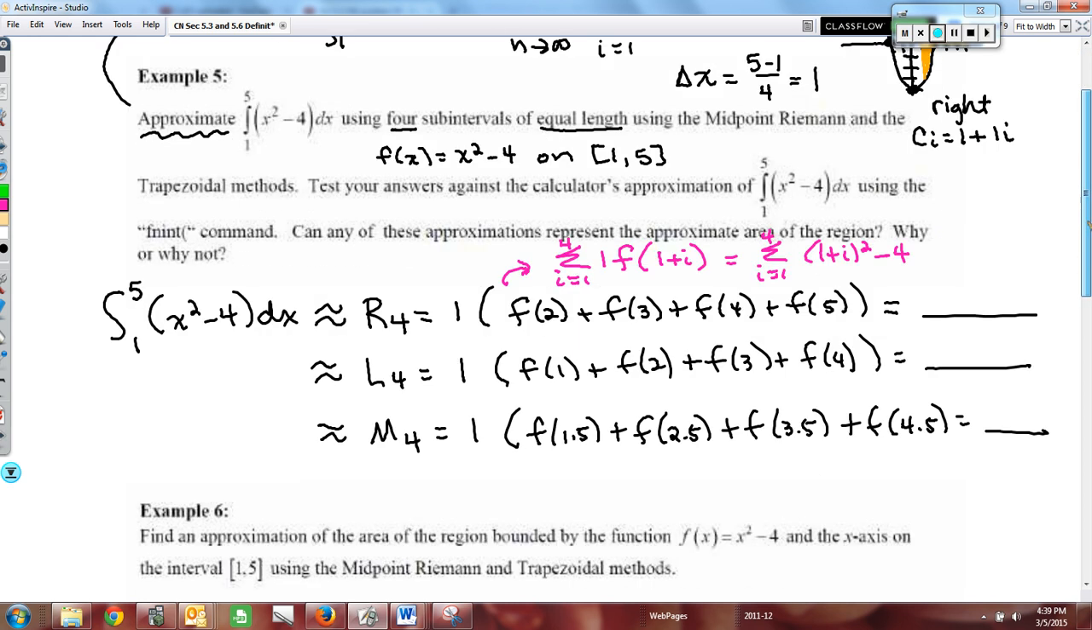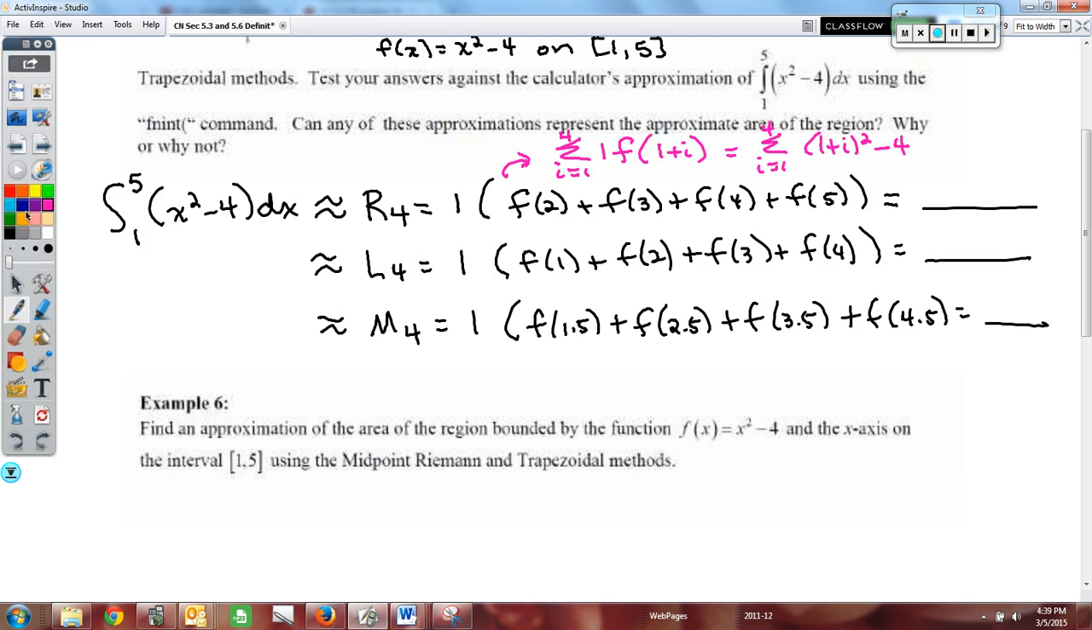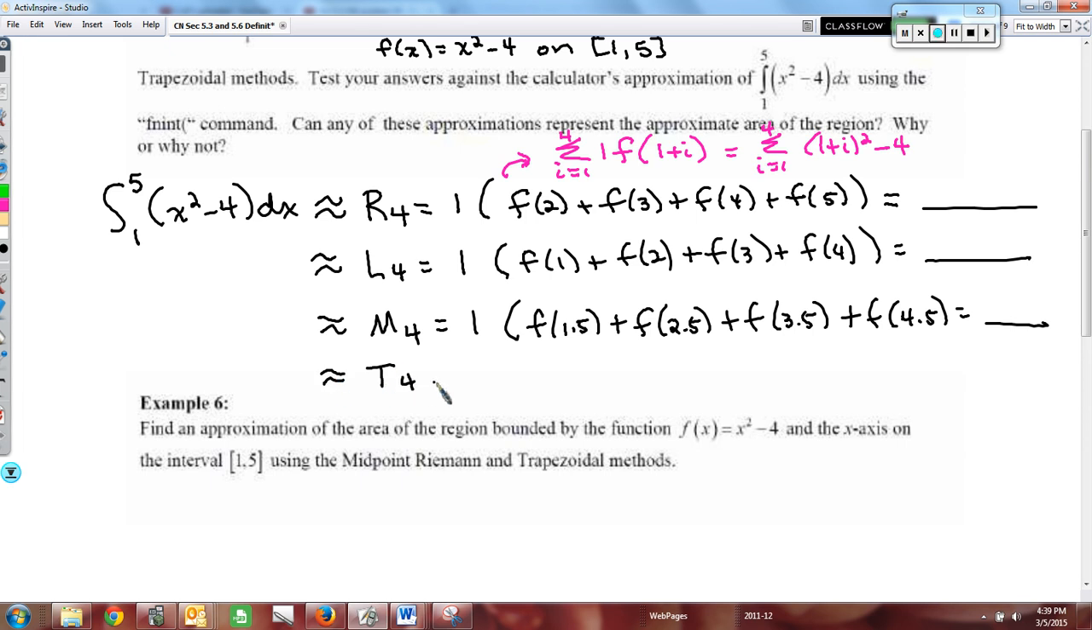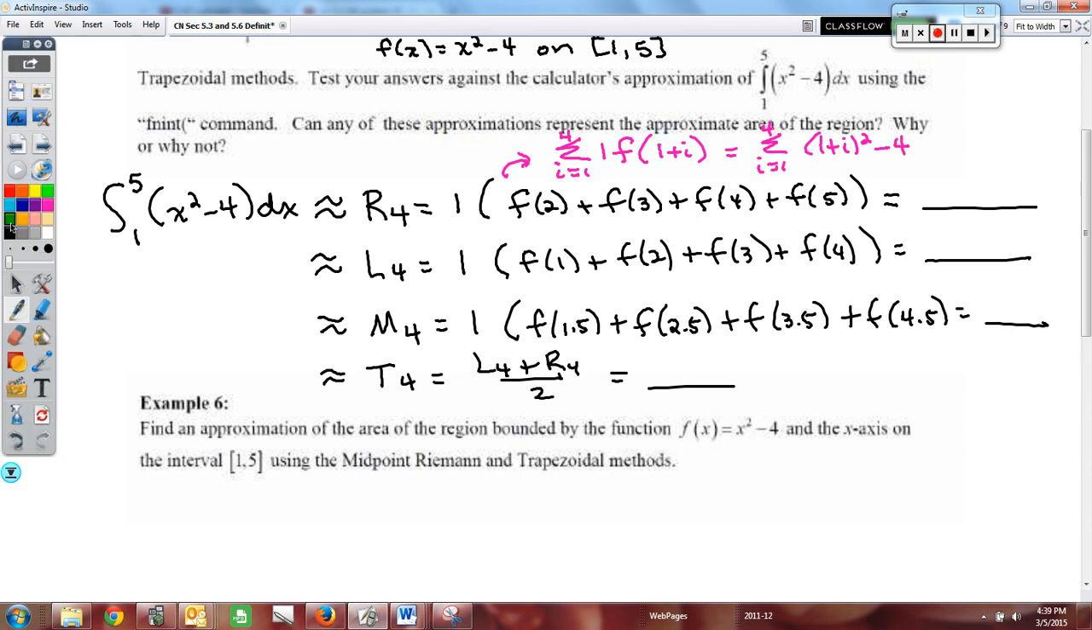And then the last part is to get the approximation for your trap sum, which would be nothing more than to take your left plus your right and divide by 2 and get your answer for that. So I'm going to leave that because that's nothing more than just basic arithmetic calculations in your calculator, but I do want to answer the question that they ask above.